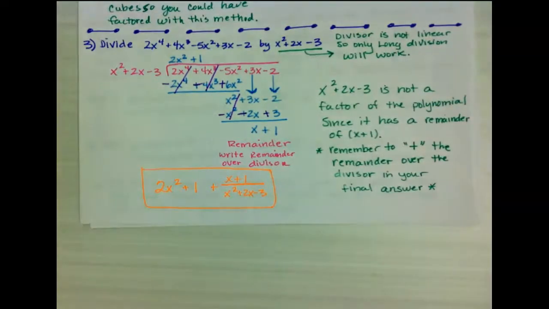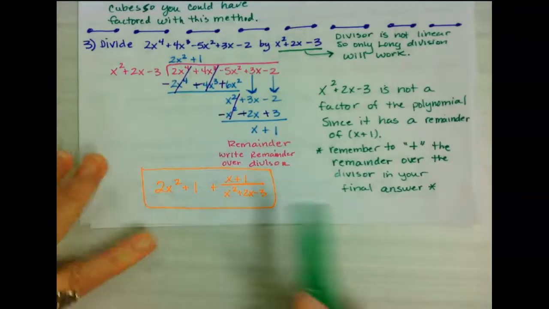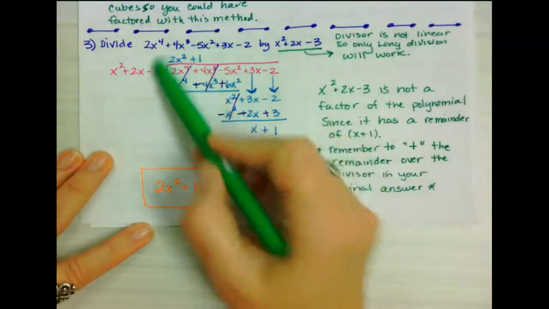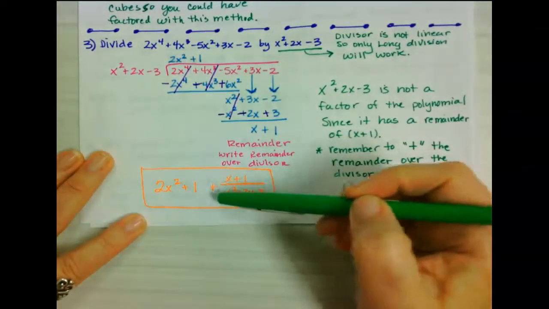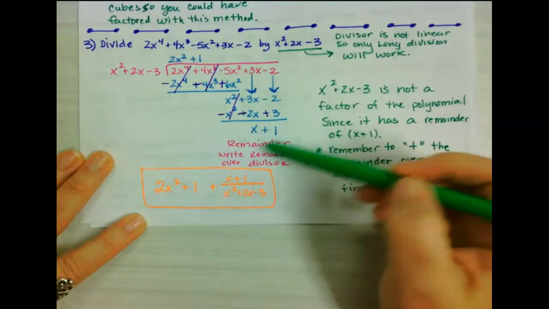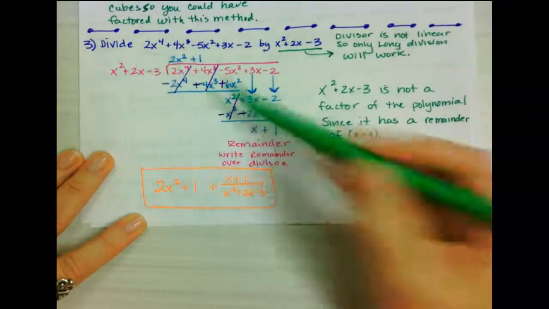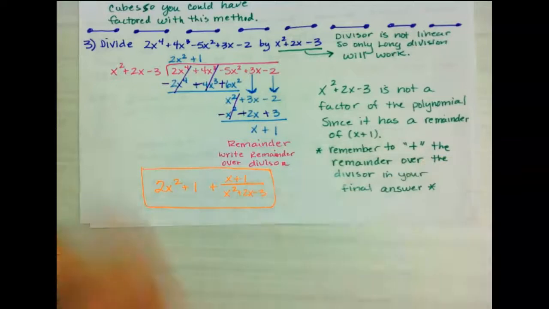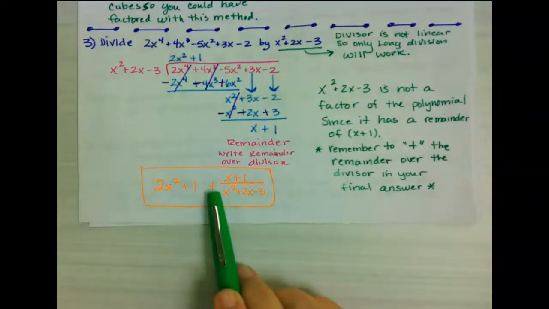Now, that one didn't divide out evenly, right? So how do you write your answer when you have a remainder? Well, you take your quotient, which you got up here on the top, and you add, always add. And then you take the remainder over the divisor, and that's what it looks like. So you have a fractional part of that polynomial. It's very important you remember to always put a plus.